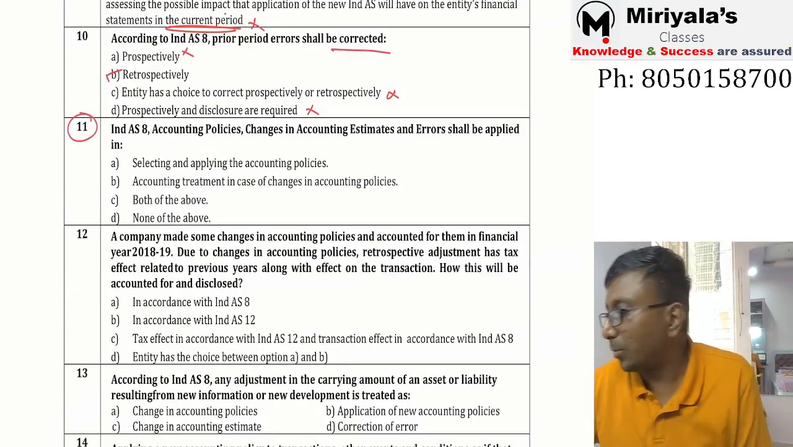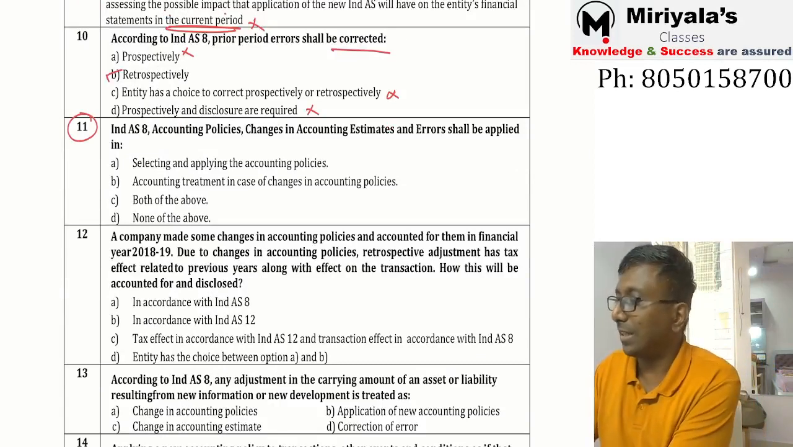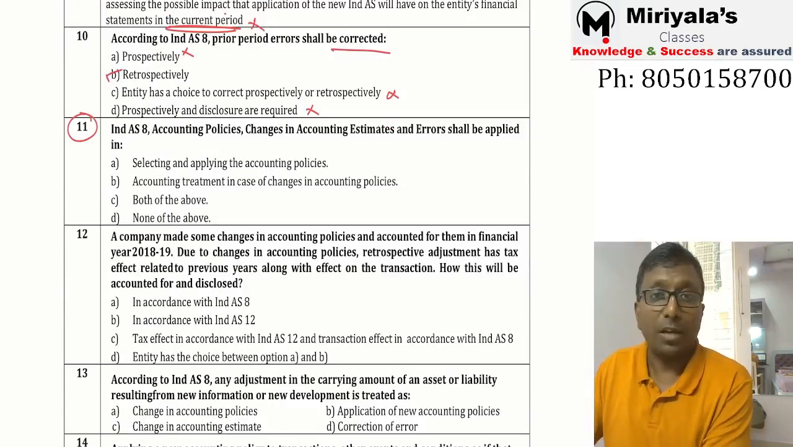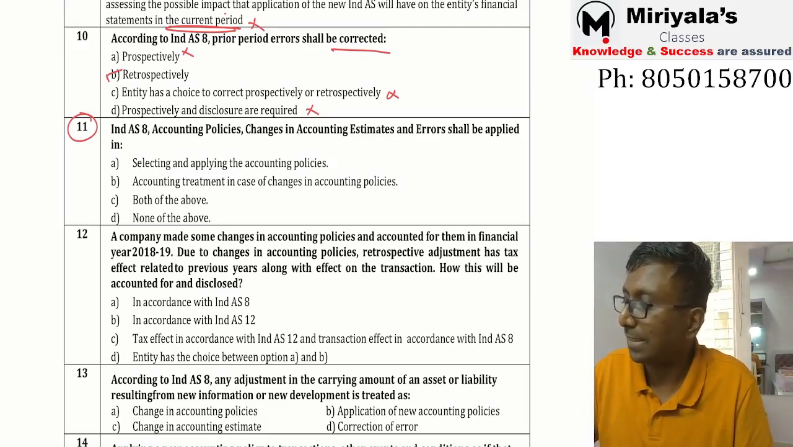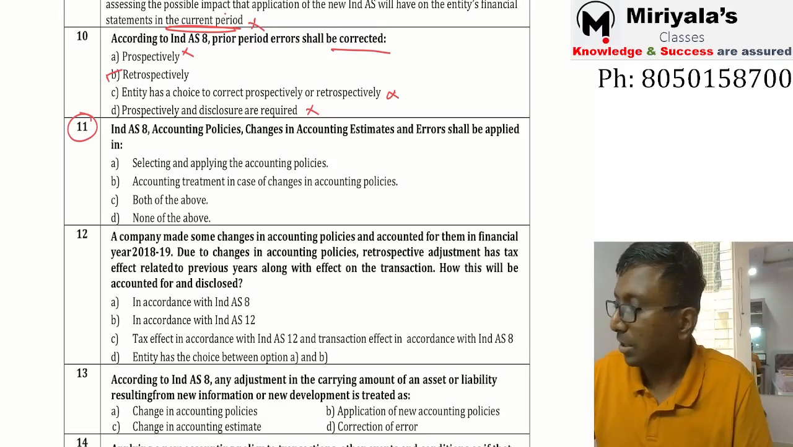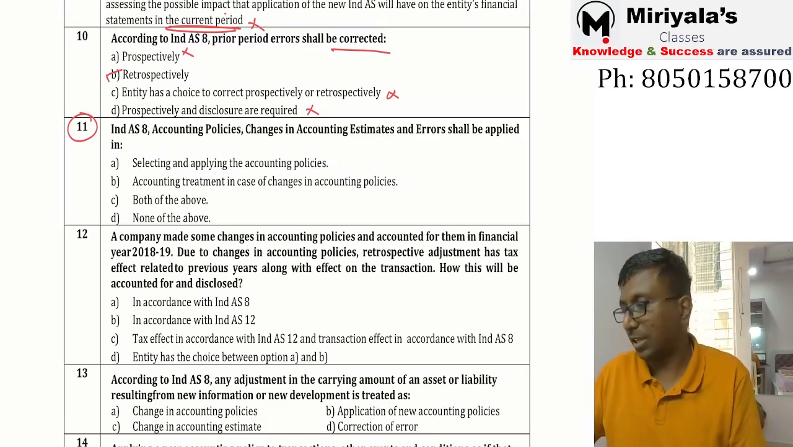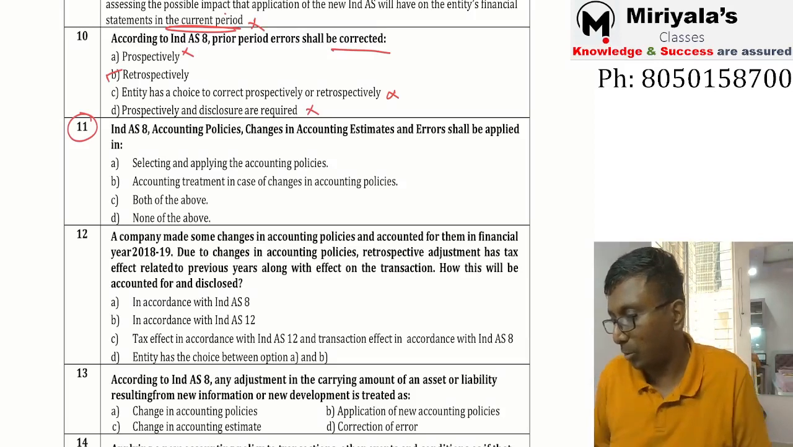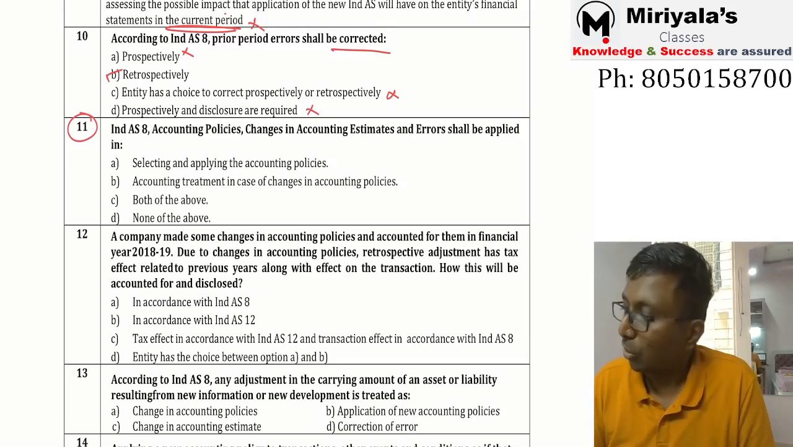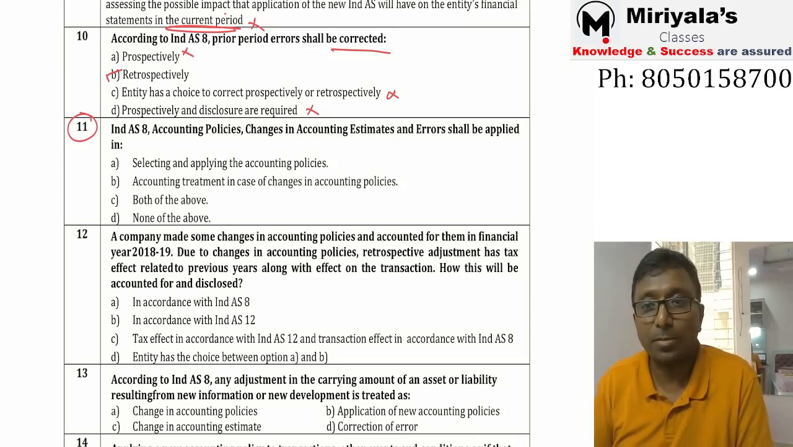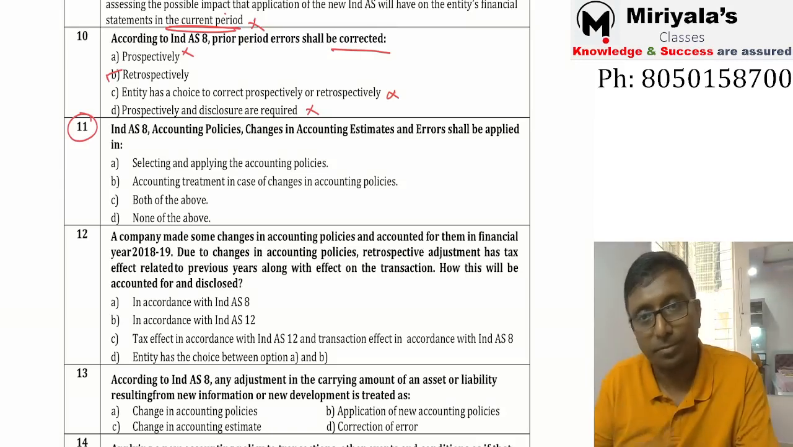Ind AS 8, accounting policy changes in accounting estimations and errors shall be applied in. When are you supposed to apply? Change in accounting policy. Selection and application of accounting policy. Accounting treatment in case of change in accounting policies. Both of the above. Tell me, Ind AS 8 shall be applied in selection and applying the accounting policy, accounting treatment in case of change in accounting policies, both, or none of this. Answer please. You can answer without doubt.